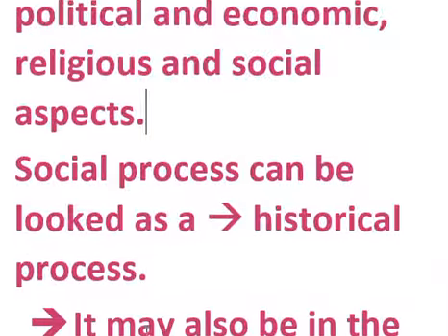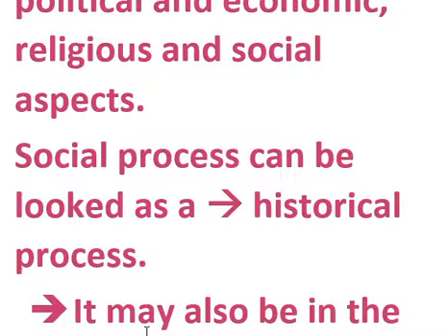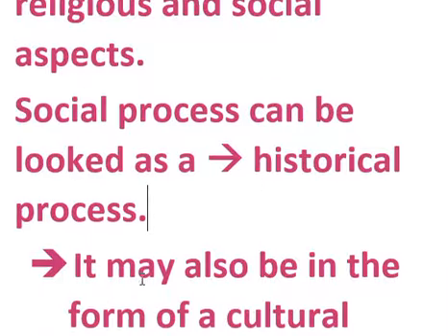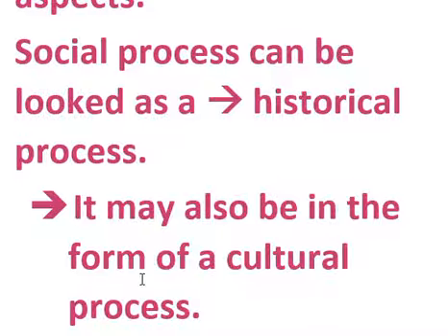So, social process can be looked at as a historical process. That is the meaning that we learned through the first sentence. Social process can be looked at as a historical process because it is a time-taking process. Unlike social interactions, that may end with one single interaction, when interactions between group members repeat for a long period, it becomes a social process and a historical process. It may also be in the form of a cultural process.